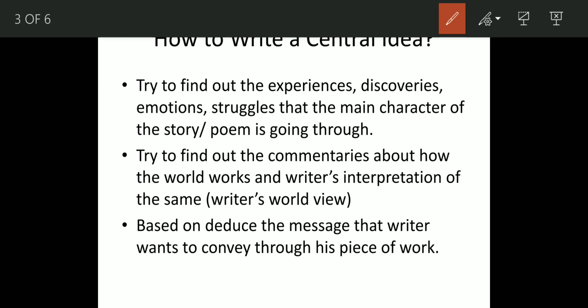Based on that, deduce the message that the writer wants to convey through his piece of work. Now you go through everything that the main character of that story or poem is going through. You see the worldview of the poet or author, okay, and then based on that worldview, you deduce, you make your own interpretation, you try to analyze what the poet or the author is trying to tell you, what message he is trying to convey to us, the readers.